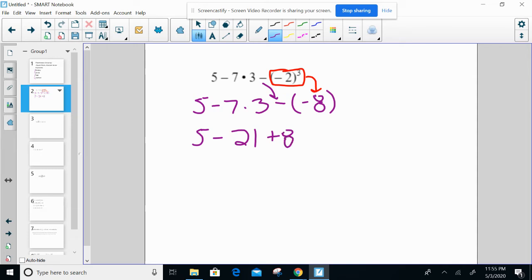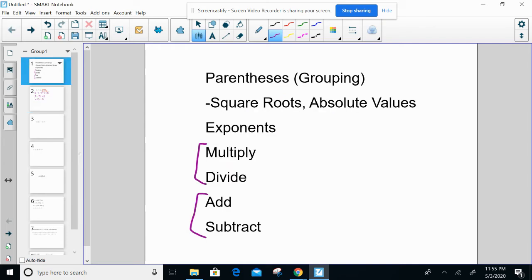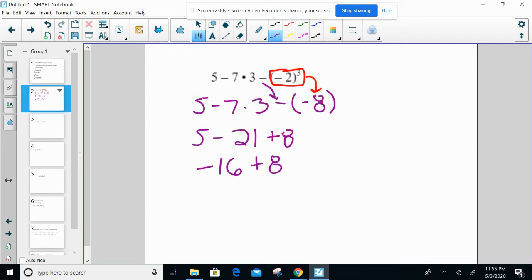All right, 5 minus 21, that would be negative 16. Now, this is what I'm talking about with addition and subtraction. So we did multiplication and division. With addition and subtraction, you do not do it in order, as in, you don't add and then subtract. That's going to make your answer really wacky. What you do, though, is once you have it down to subtraction and addition, you just go straight down the line from left to right. So 5 minus 21 comes first. That's negative 16. Plus 8 comes down, and you have negative 8 is your answer.